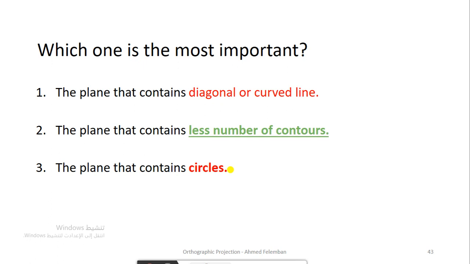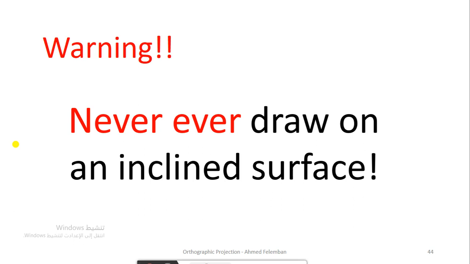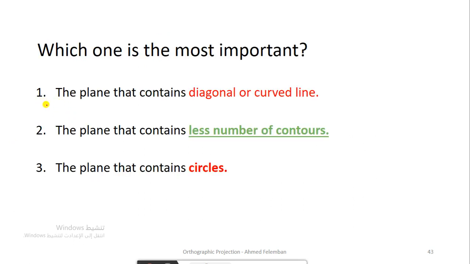Now, which one is the most important of these three? Suppose we have a diagonal or curve, fewer contours, and circles. The most important are rule number 1 and rule number 2: choose the view that has a diagonal or curved line and has the fewest contours.